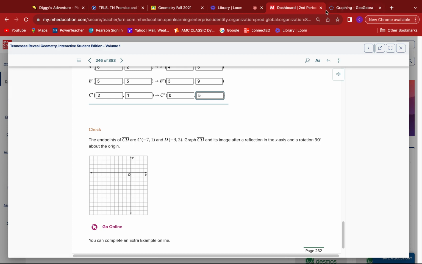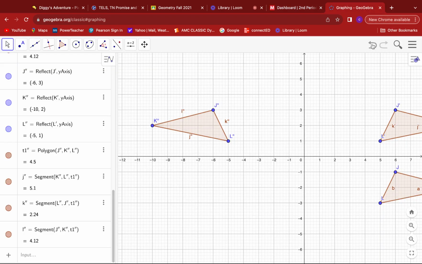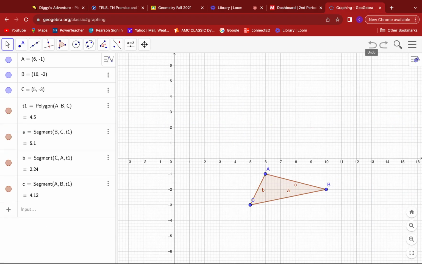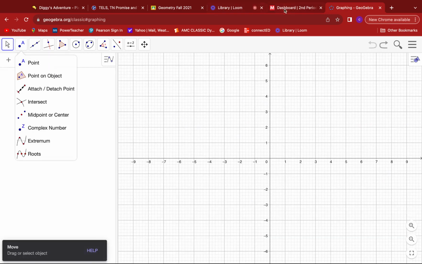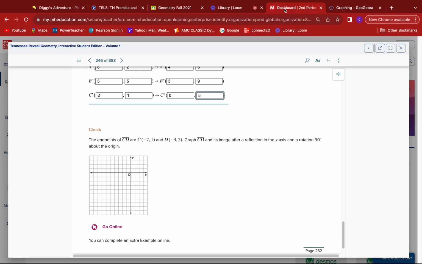Well, you guys know me. I'm going to go straight to GeoGebra. So let me get out of all of this. Go back to my original. All right, let's graph this sucker. All right, so C is at -7, 1, and D is at -3, 2. All right, let's do that.